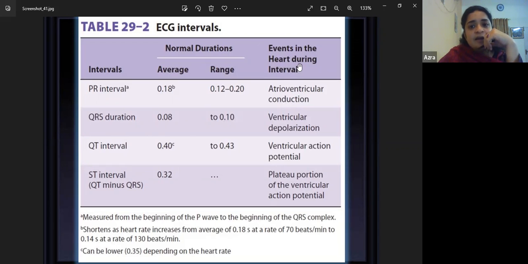One thing more: events in the heart during each interval. During the interval, what's going on in the heart? In the PR interval, it is atrioventricular conduction. In the QRS duration, it is ventricular depolarization. The QT interval is 0.40 to 0.43, so it is also the ventricular action potential. The ST interval is QT minus QRS, so it is the plateau portion of the ventricular action potential.